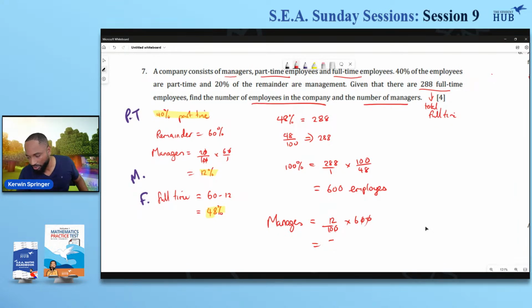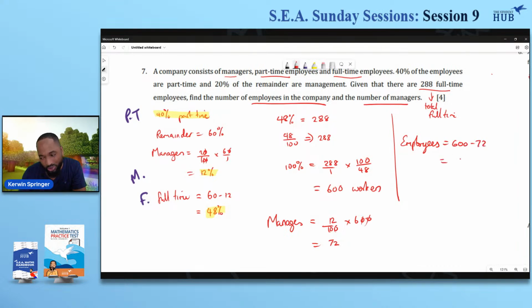Is this question a trick? I don't know if they call any managers employees, you know. So this is 72, but I don't know if they call any managers employees. So 600 workers. So maybe it's a trick. 600 workers, and the employees will be 600 minus the managers, which will be 528 employees, part-time and full-time. So there's a little bit of vagueness there.